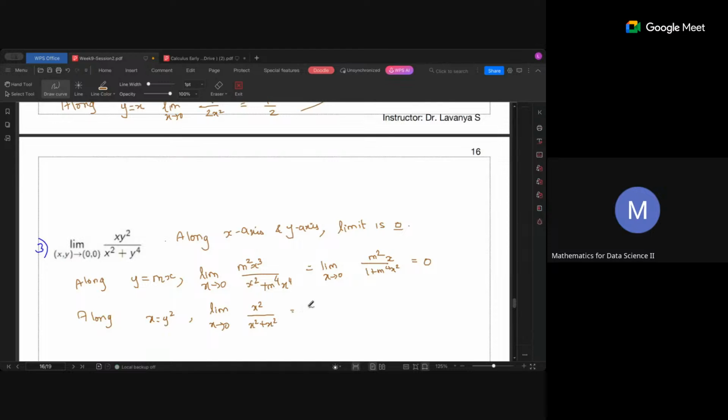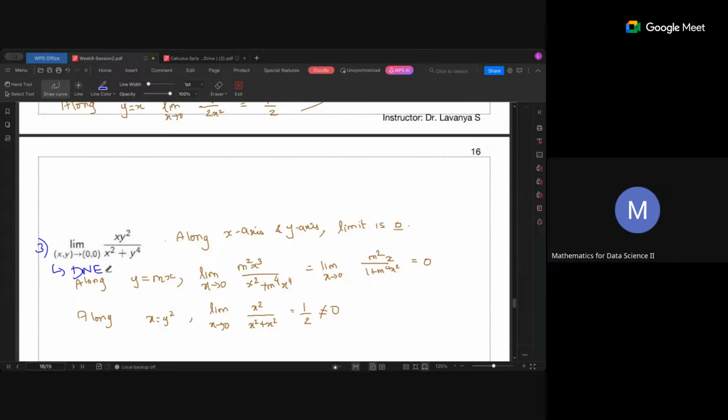So what is the limit? In the numerator it will be y to the power 4, right? Y squared is your x. Same. So the limit is 1 by 2, and it is non-zero. So does the limit exist? No.